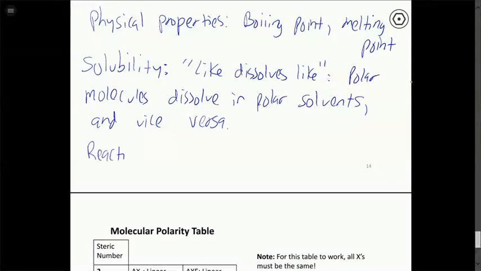And then the last thing, which we're not really going to talk about in general chemistry, is that the way molecules react is often determined by their polarity. There are some features related to that. So if you take organic chemistry in the future, you'll learn all about how the polarity of molecules influences their reactivity, and that's one of the main themes in organic chemistry.